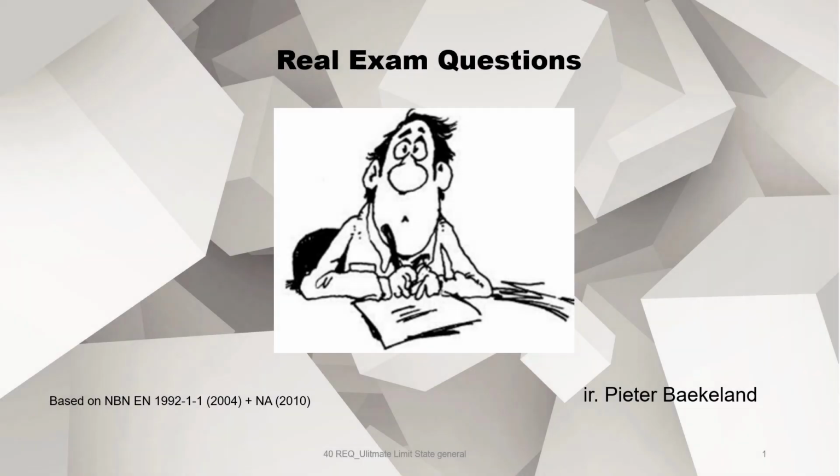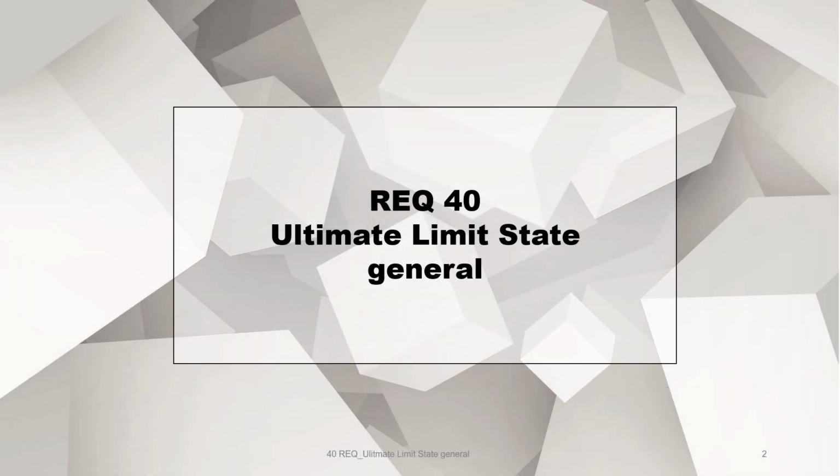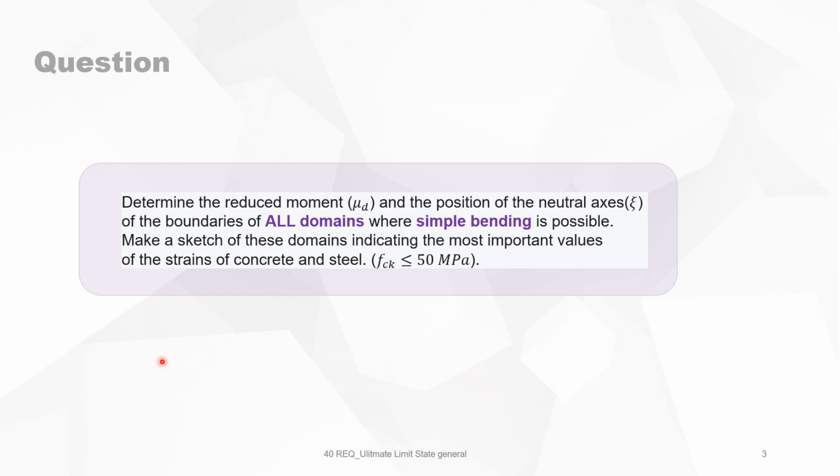Real exam questions. Exam question 40, Ultimate Limit State General. Determine the reduced bending moment, mu d, and the position of the neutral axis, xi, of the boundaries of all domains where simple bending is possible. Make a sketch of these domains indicating the most important values of the strains of concrete and steel, and this for concrete quality smaller than 50 megapascal.